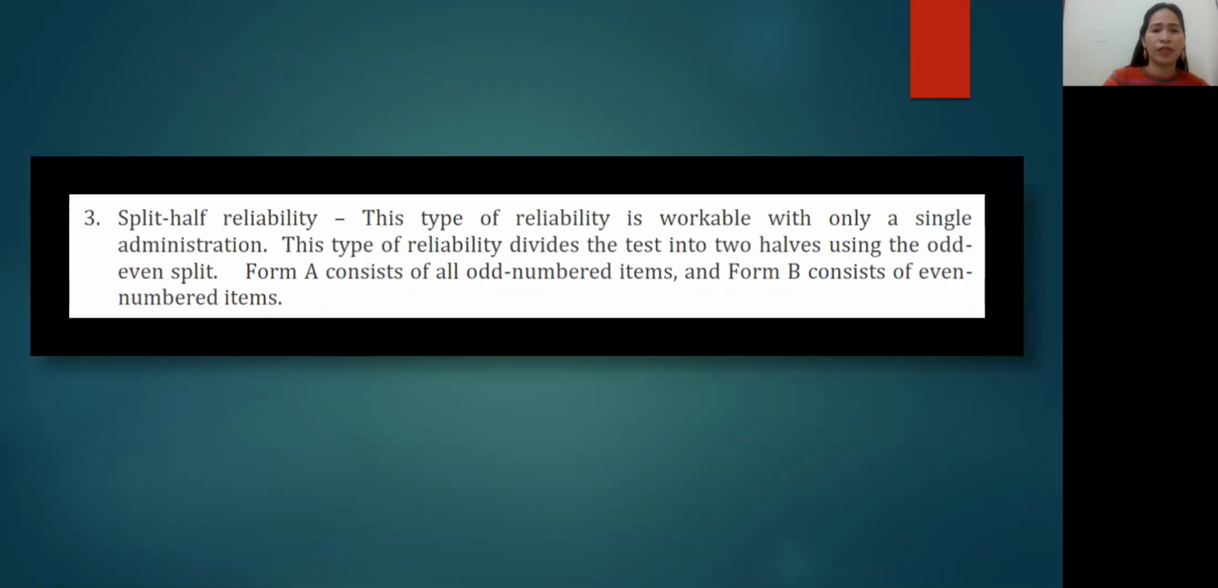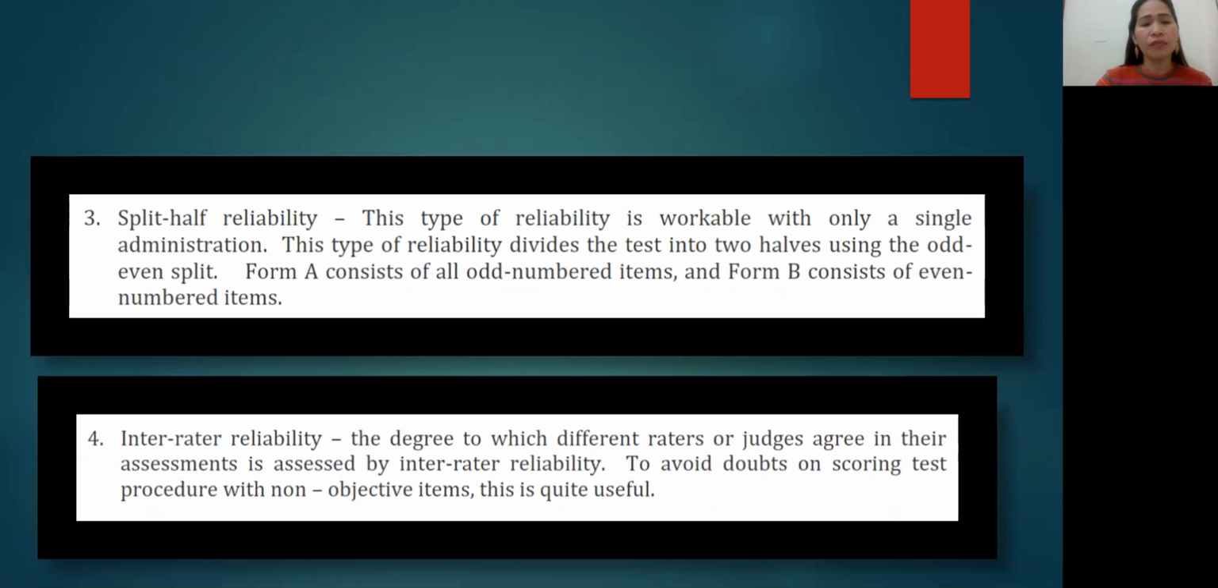Continuation of different types of reliability. Split-half reliability: this type of reliability is workable with only a single administration. It divides the test into two halves using the odd-even split. Inter-rater reliability: the degree to which different raters or judges agree in their assessment is assessed by inter-rater reliability, to avoid doubts in scoring test procedures with non-objective items. This is quite useful.